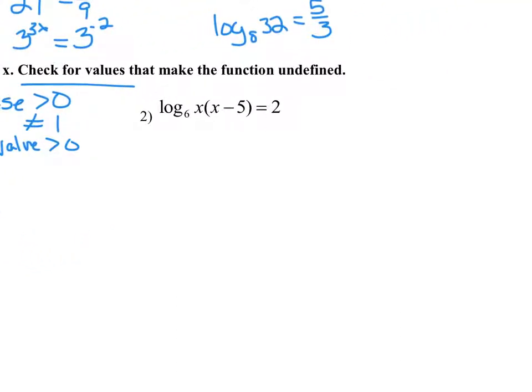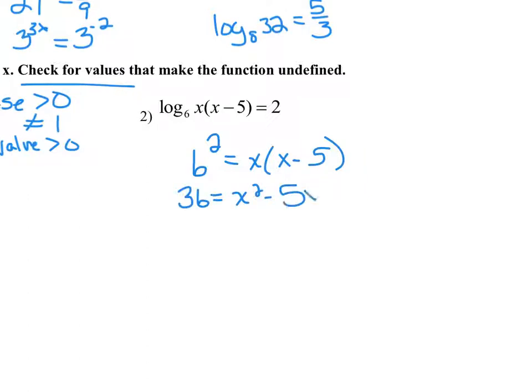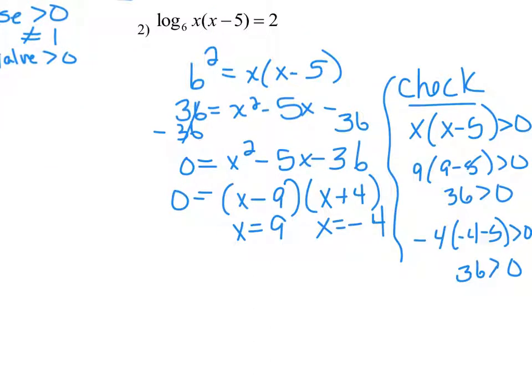So we do, again, we want to change it: 6 is the base, 2 is the exponent, equals x times x minus 5. So it's 36 equals x squared minus 5x. I'm going to let you solve this for time's sake. All right, so here I solved it. I got 9 and -4.